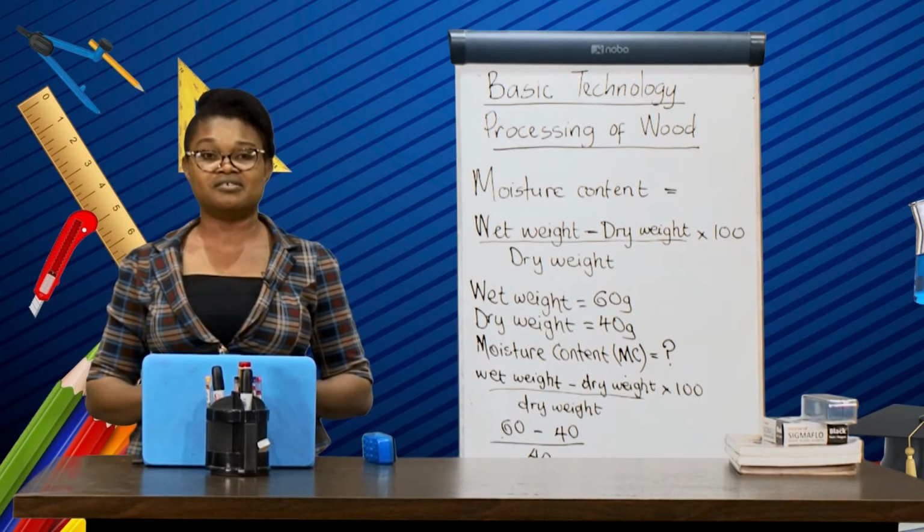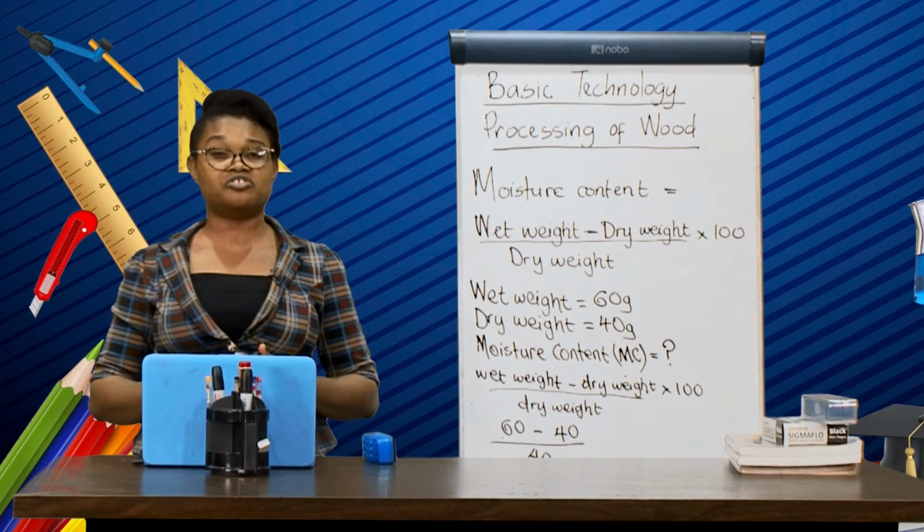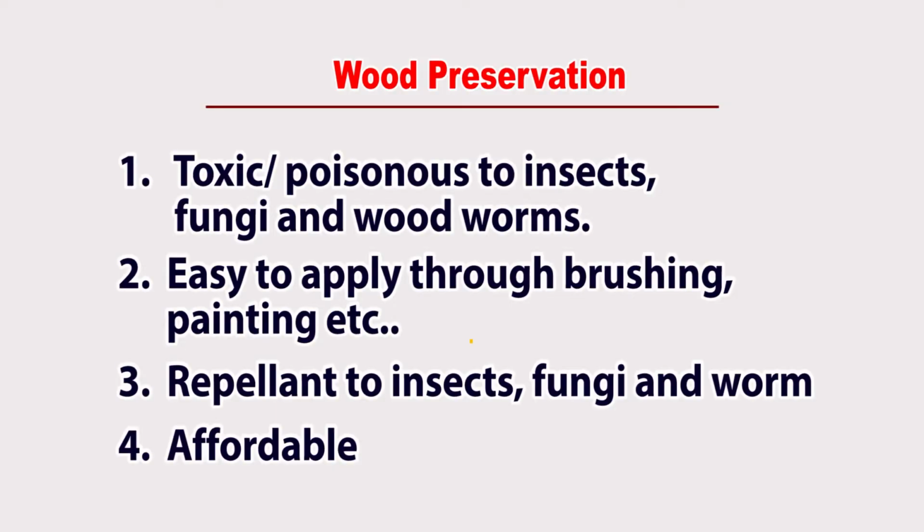A good preservative must be, number one, toxic, I mean poisonous to insects, fungi, and worms. Number two, it must be easy to apply. Applications like brushing, spraying, and so on. It also must be repellent to insects, fungi, and worms.